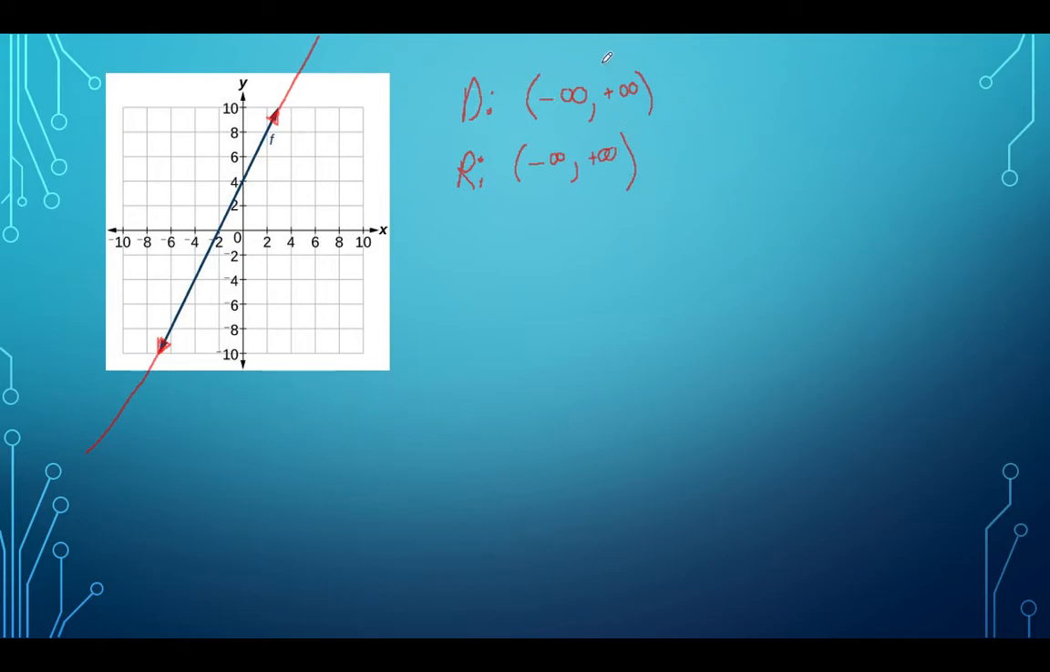So a lot of what we talked about, at least for our lines, the domain was negative infinity to positive infinity, and the range was negative infinity to positive infinity. Now, our quadratics and our exponentials are a little different, but we're not really going to get into those too much. So we're going to use this idea of negative infinity and positive infinity.